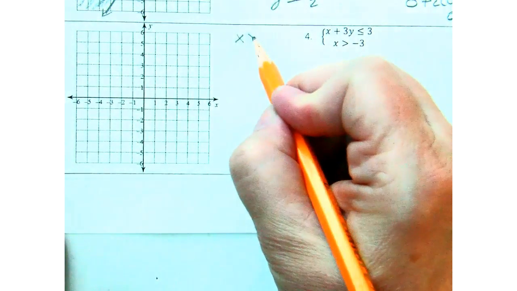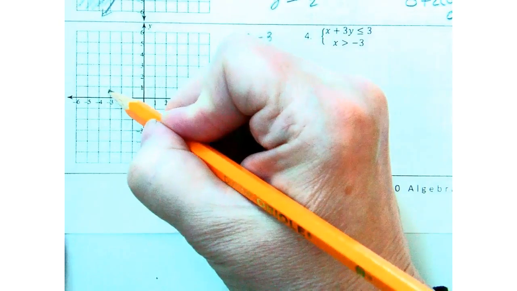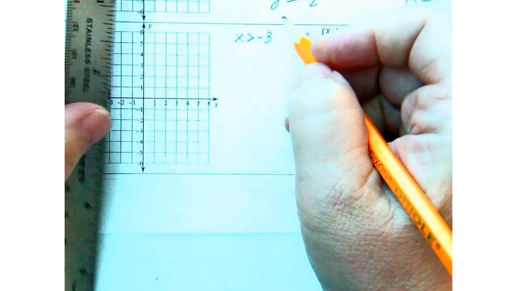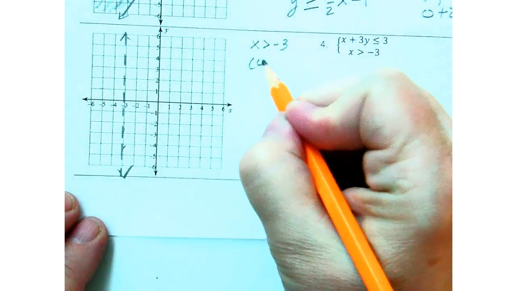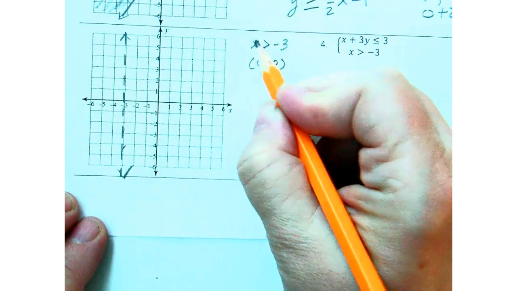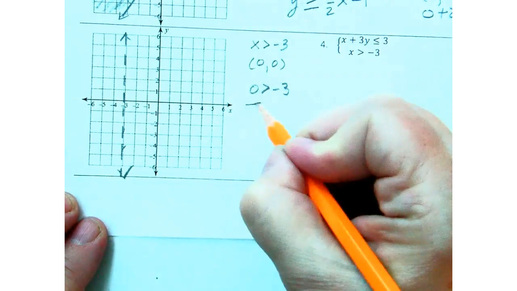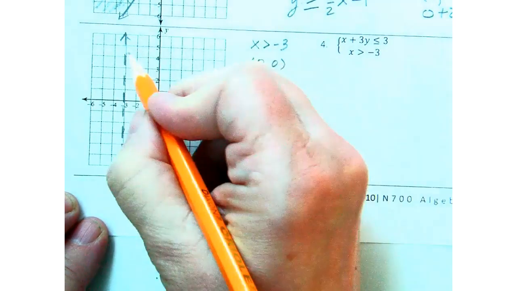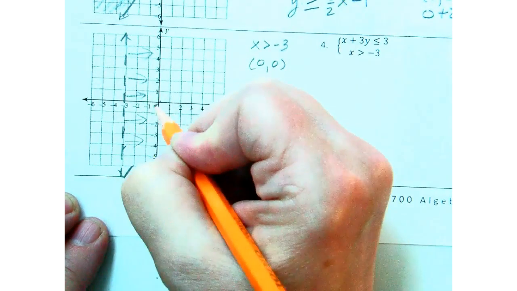First, x equals a -3 is a vertical line. Draw a dotted line at -3. Test the point 0, 0. Put in a 0 for x. 0 is greater than -3 is a true statement. Draw arrows pointing towards 0, 0.